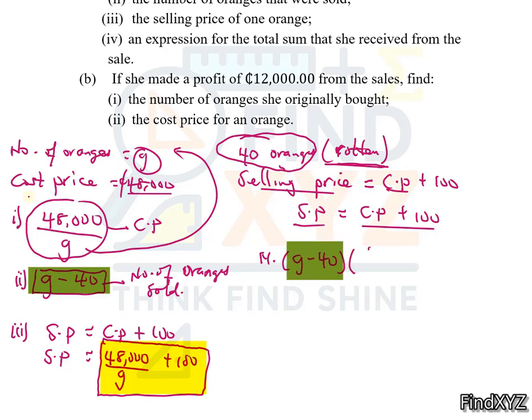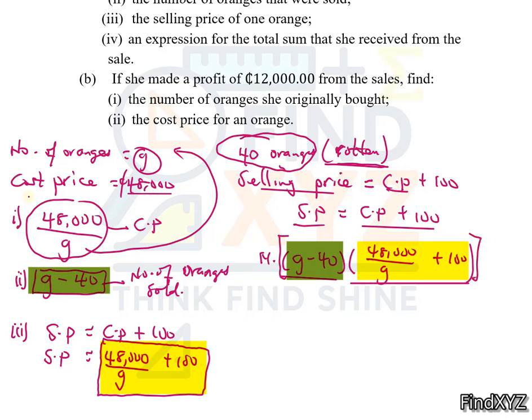And what is the selling price? That is 48,000 over G plus 100. This is the expression for the total sum that the woman received from the sale. Now take note, the total sum that we are looking for that the woman will receive at the end of the sale is basically asking us for the selling price for all the oranges, right? Because this represents the number of oranges sold, this part represents the selling price for each orange. When we multiply them, we are going to get the selling price for all the oranges that were sold.